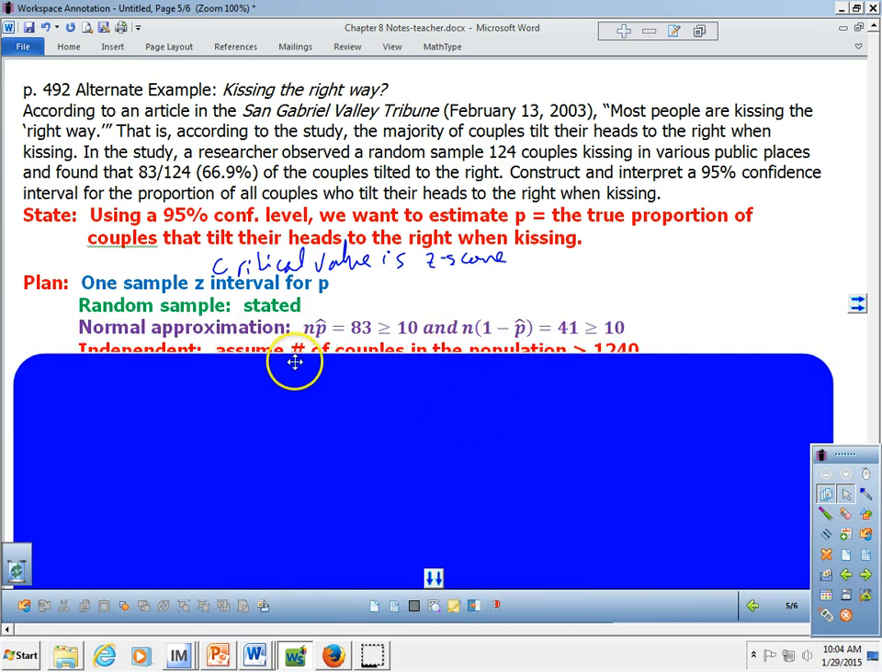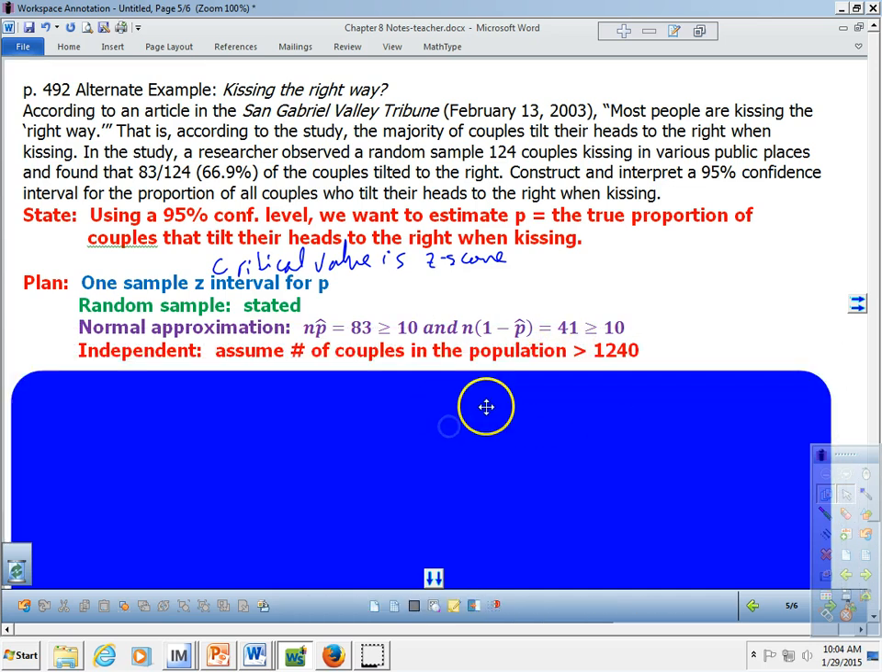Normal approximation: the n times p hat and n times 1 minus p hat is where that normal approximation comes from. Is our sampling distribution going to be approximately normal? Well, you don't have to actually go through n times p hat. Our successes, 83 couples tilted their head to the right, so that's our number of successes. Therefore, 124 minus 83 gets us our 41, so both of those are bigger than 10. Good, checks out.